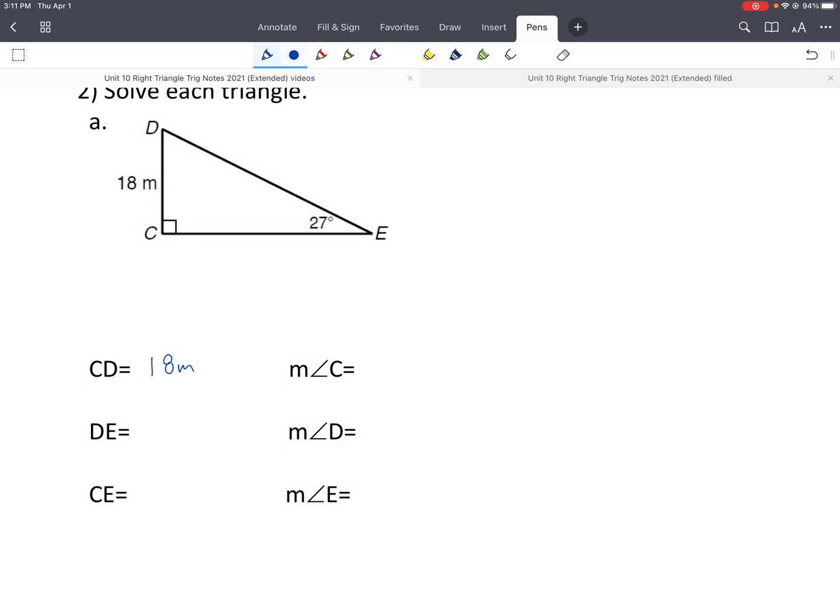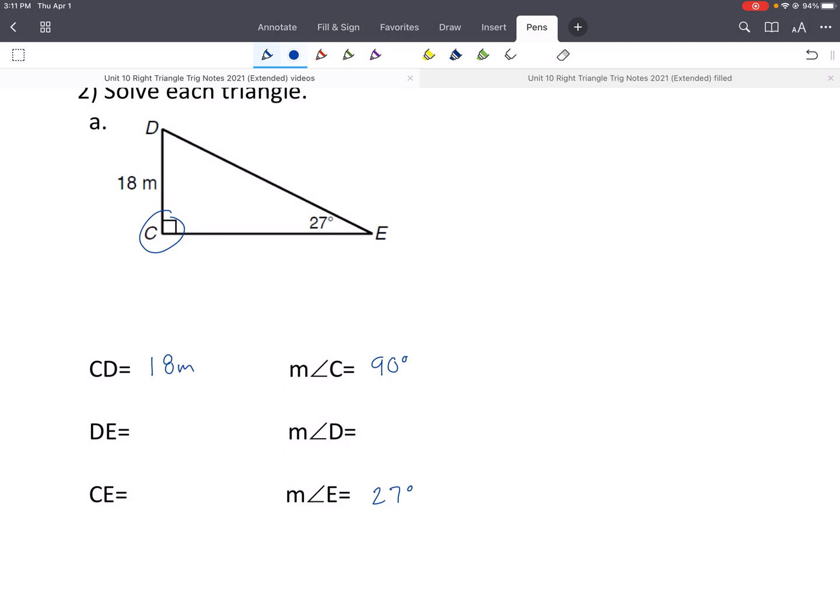They tell us the measure of angle E is 27 degrees, and they also tell us that angle C is 90 degrees. So we just need to use some trig. You could even use the Pythagorean theorem, or if we have two of the three angles, we could use that all the angles of a triangle add up to 180. Those are your tools to be able to solve these triangles.